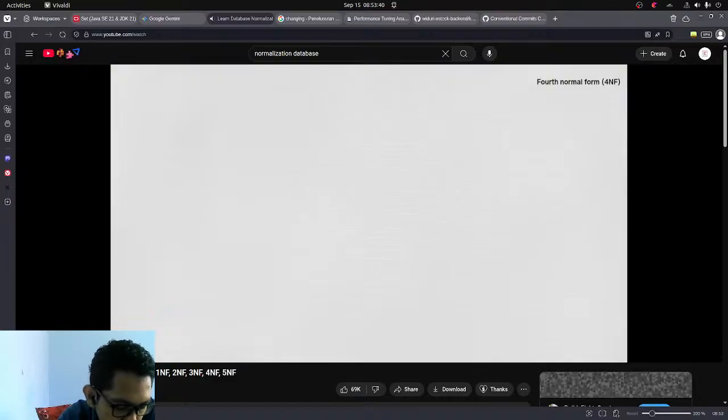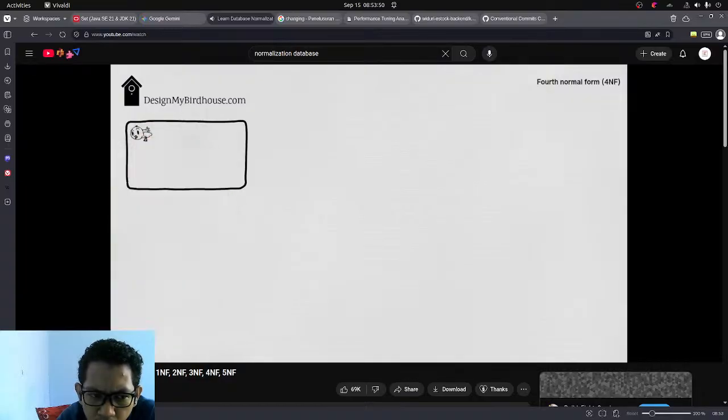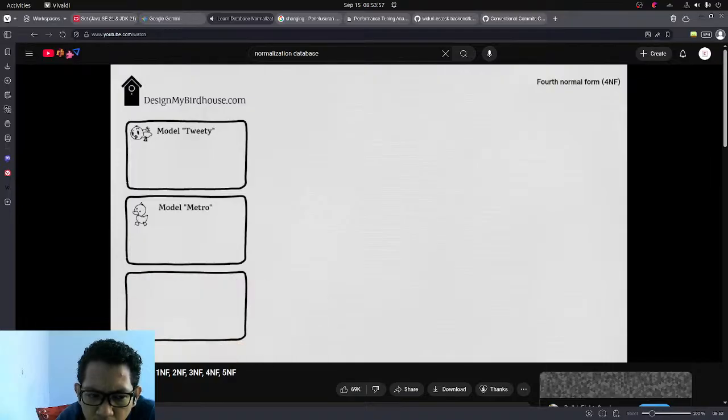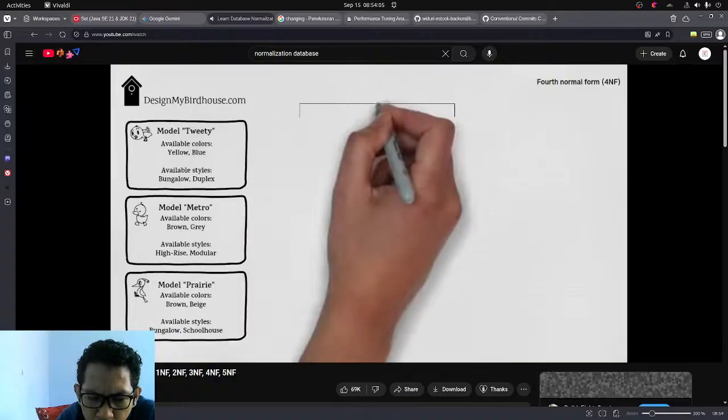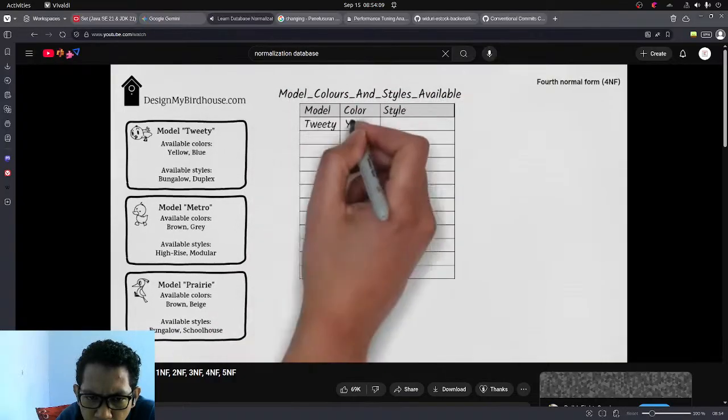In our example, there's a website called designmybirdhouse.com, the world's leading supplier of customized birdhouses. On designmybirdhouse.com, customers can choose from different birdhouse models. And for the model they've selected, they can choose both a custom color and a custom style. Each model has its own range of available colors and styles. One way of capturing this information is to put all the possible combinations in a single table, like this.